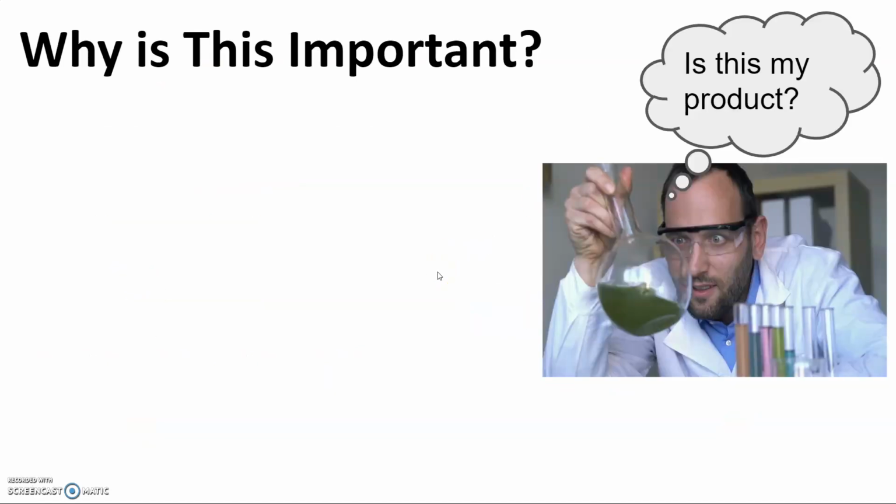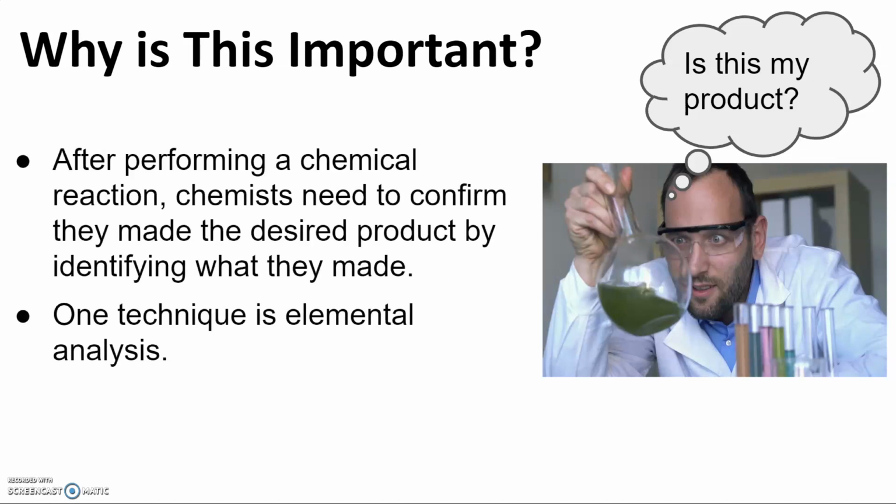All right. Final thing we're going to talk about is why is all of this important? Why is it important to know empirical formula? Well, when a chemist performs a reaction, they need to confirm that they've actually made their product by identifying what it is that they made. Sometimes you can tell just by looking at it, but a lot of times, especially for more complicated reactions, you can't. And so one technique that chemists use to identify their compound is elemental analysis.